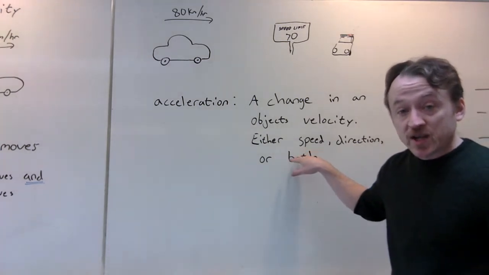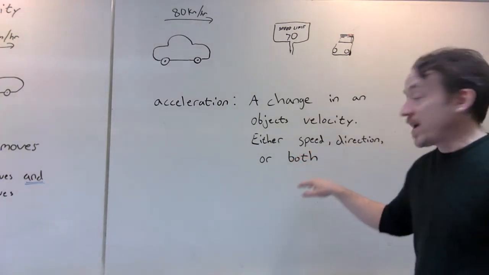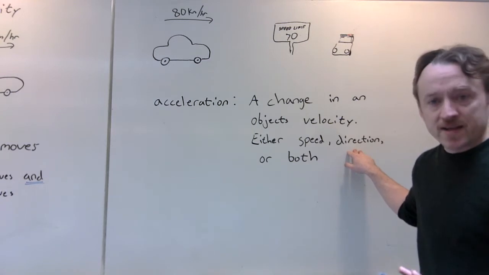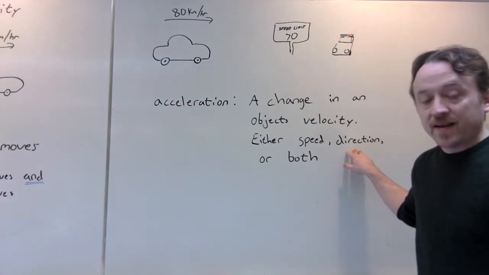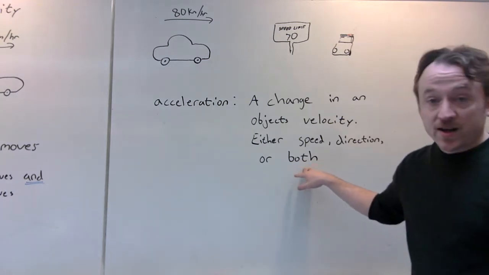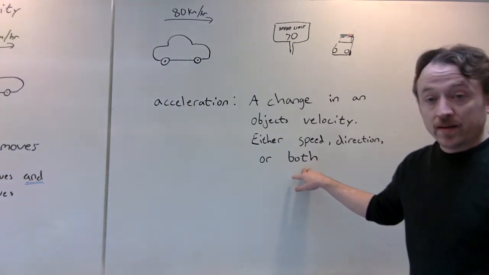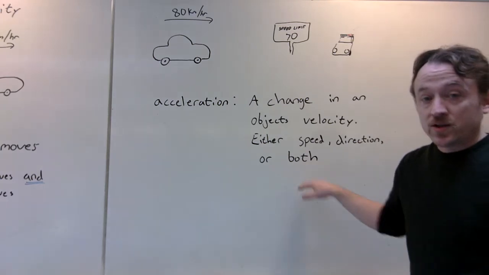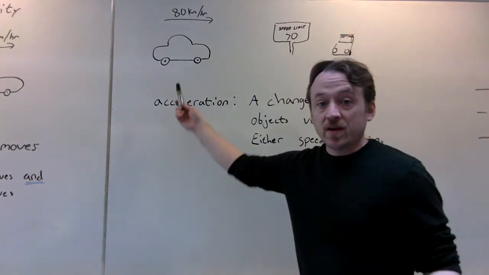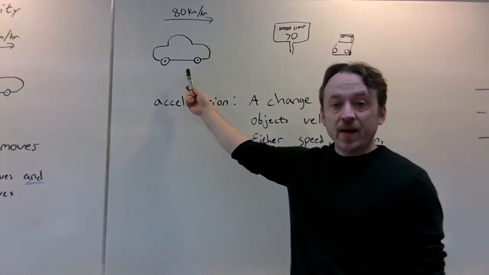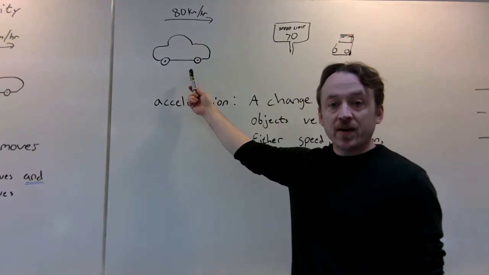So if I have just a change in speed, I've got an acceleration. If I've got just a change in direction, but I maintain the same speed, I've got an acceleration. Or I can change both speed and direction at the same time. Okay, and that's going to be an acceleration. So here's a little bit of an example. This driver is just traveling along the highway merrily, going 80 kilometers per hour.